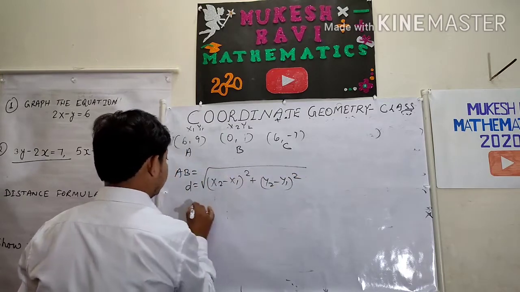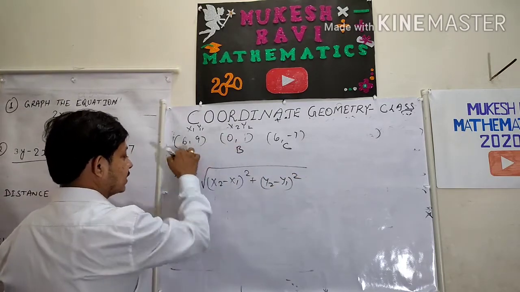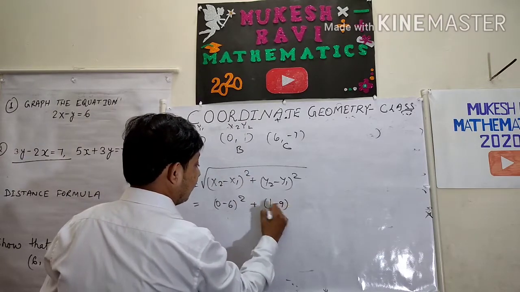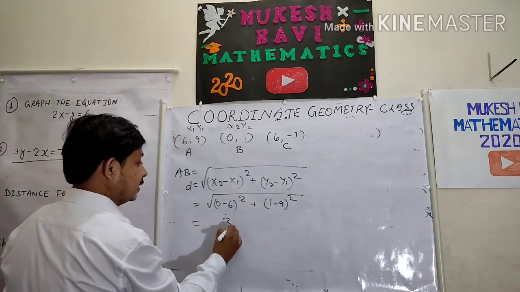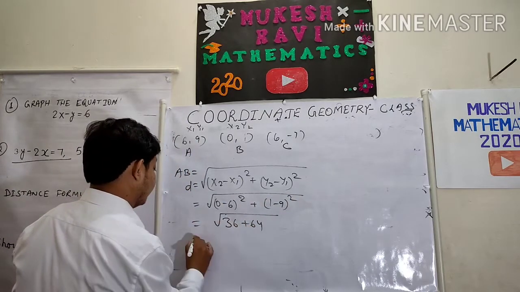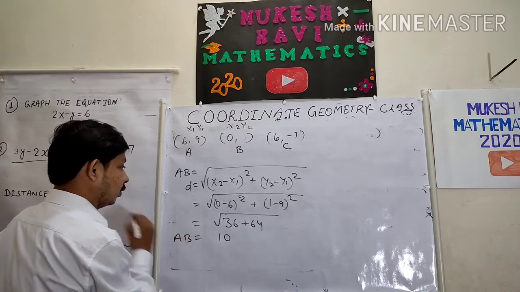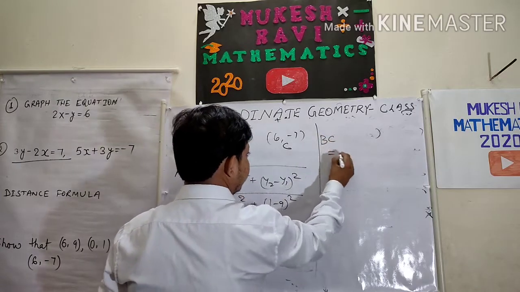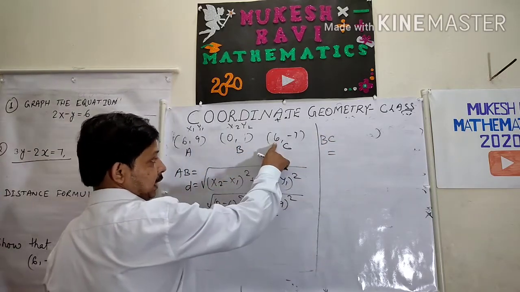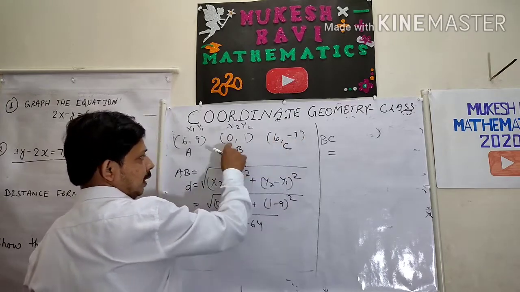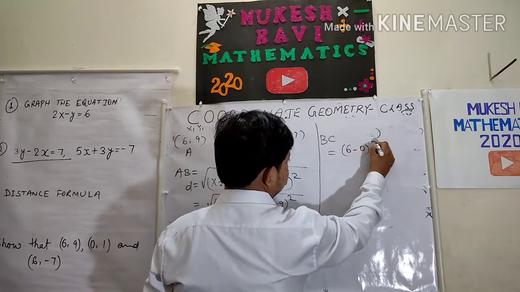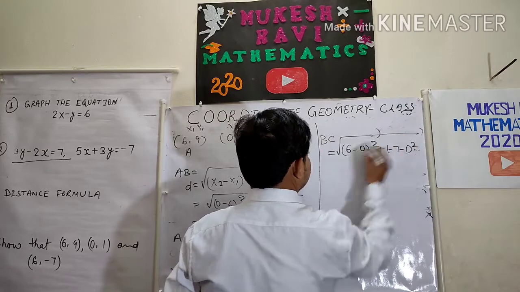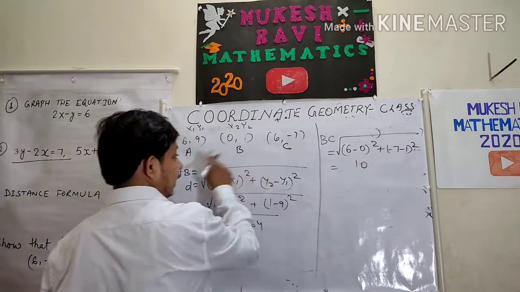This is for revision. Now for AB: 0 minus 6 whole square plus 1 minus 9 whole square. 0 minus 6 is 36, 1 minus 9 is 64, this is 100. AB, square root of 100 is 10. Now BC. Now I am not going to write any formula. This will be x1 y1, x2 y2. 6 minus 0 whole square plus minus 7 minus 1 whole square. This is also 36 plus 64, 10. Then AC.